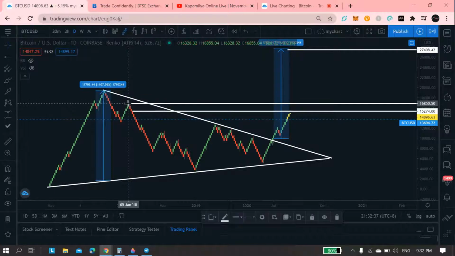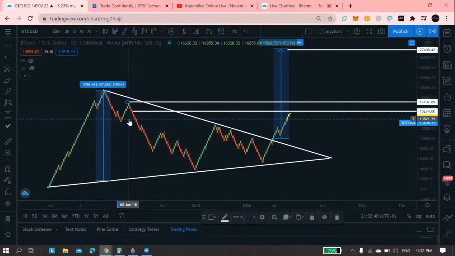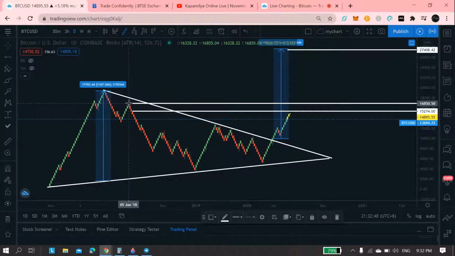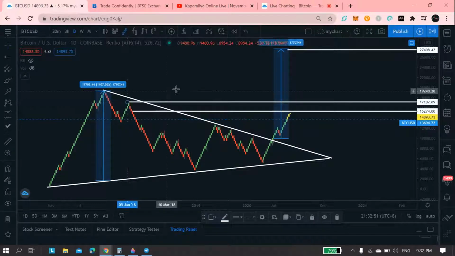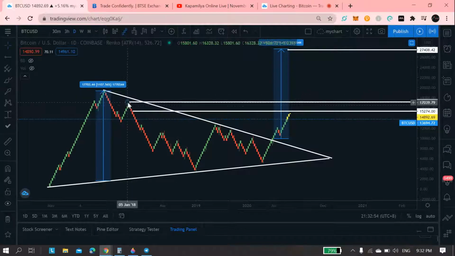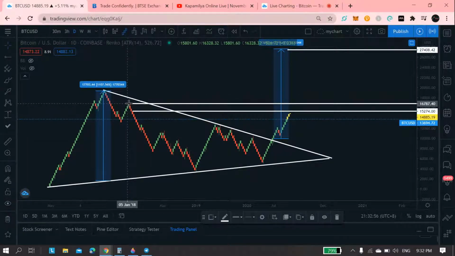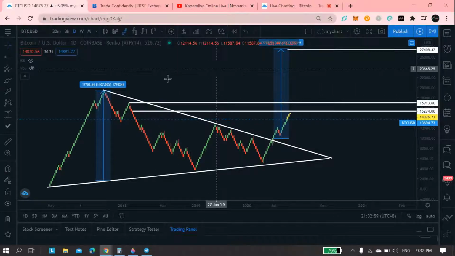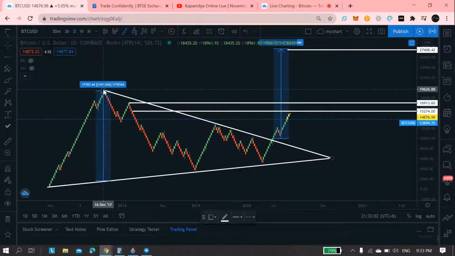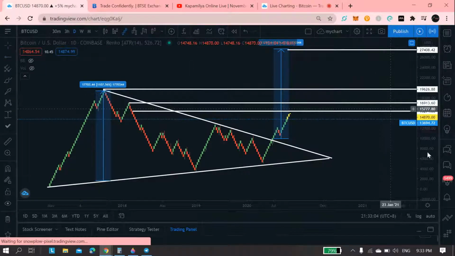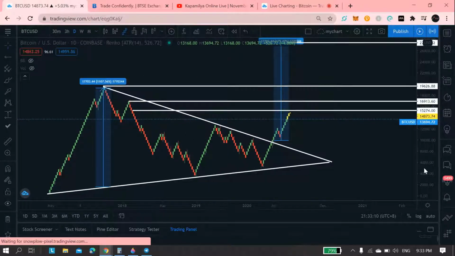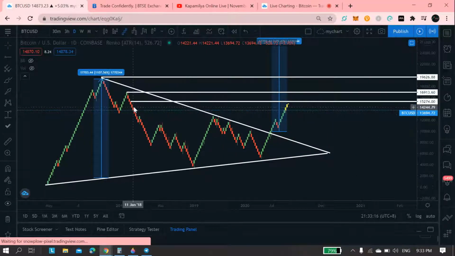Wait, let me check. This one is 16,855 or close to 17,000 or 16,900. So somewhere at that area. And then of course the next resistance, if it breaks that 17 area or the 16.9, is the all-time high of close to 20,000.